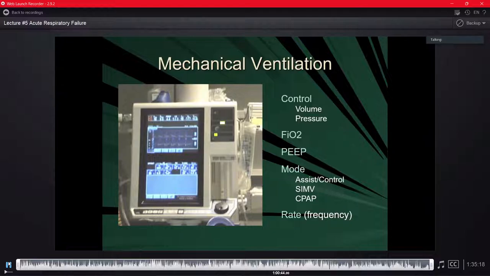SIMV is more of a workout mode. And what I mean by that is it allows us to actually let you breathe. Okay, so I'm going to deliver 12 breaths per minute. I'm going to give you this much volume, but if you'd like to breathe over me, you're more than welcome to. And what that does is it gives the patient the opportunity, rather than just relying solely on the ventilator, if they have their own spontaneous respiratory drive, it allows them to exercise it.